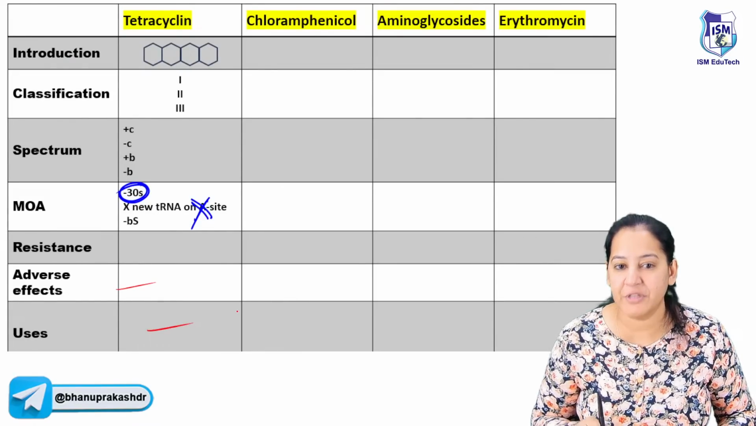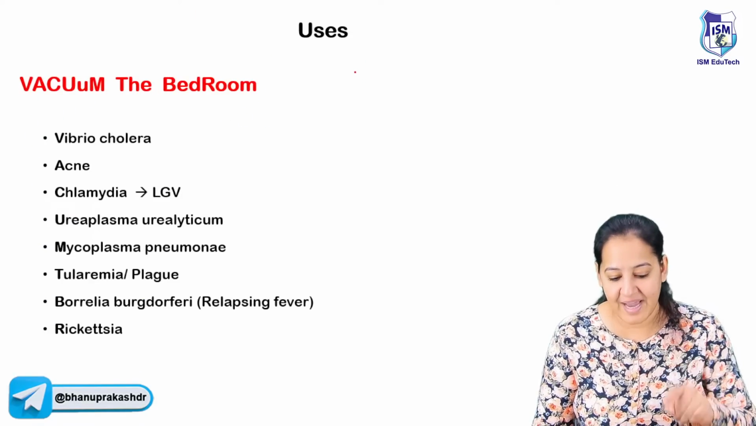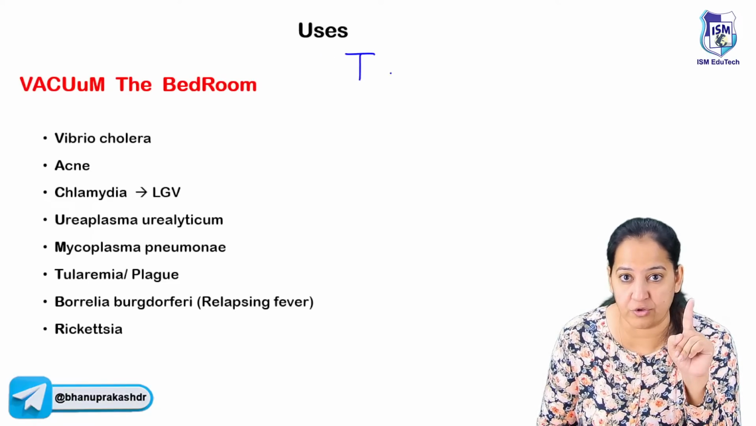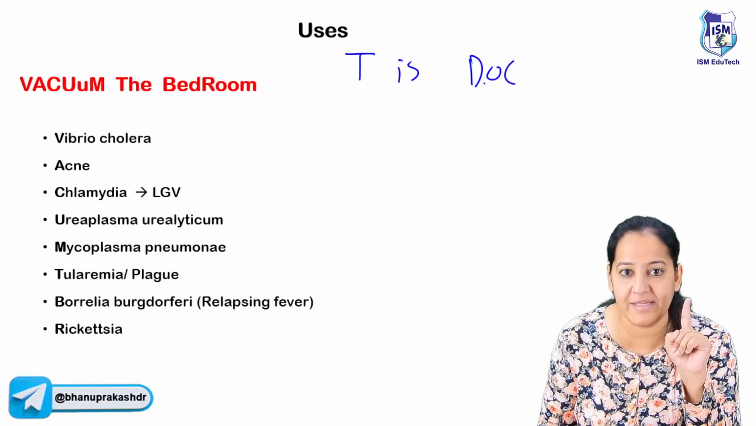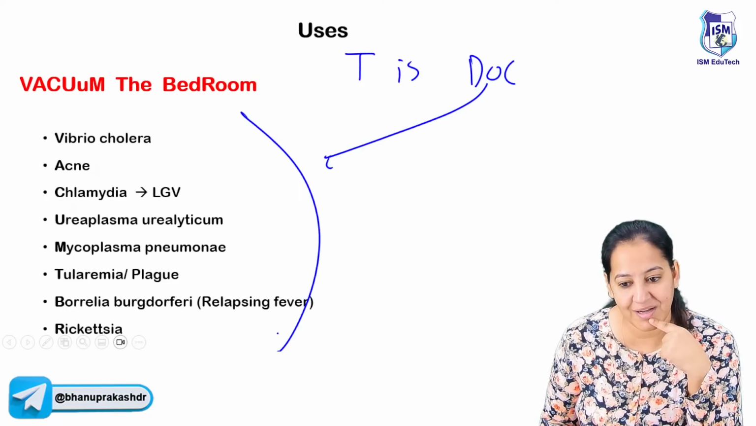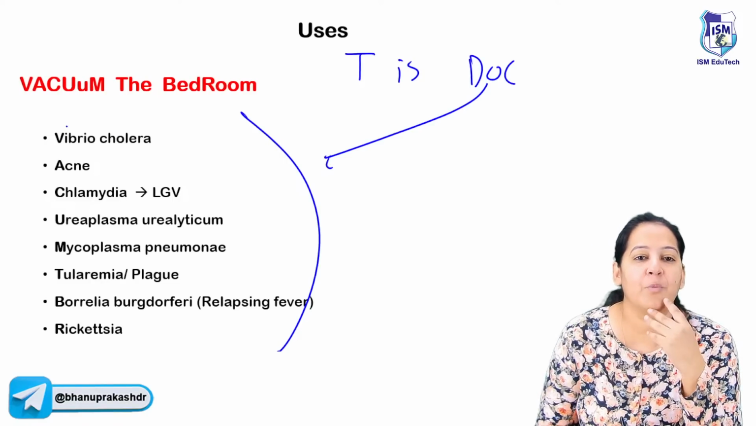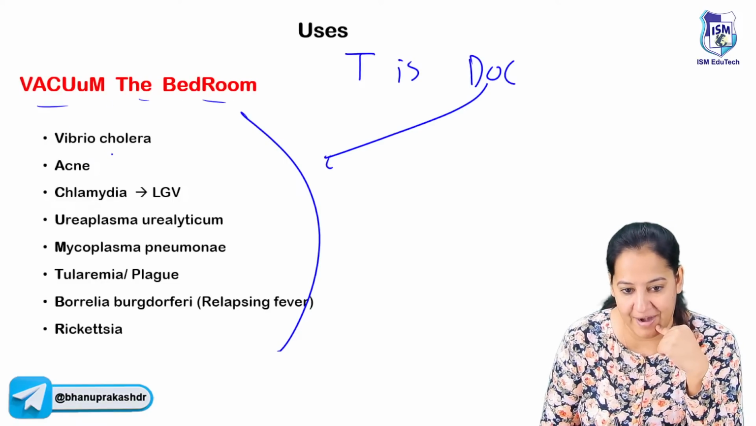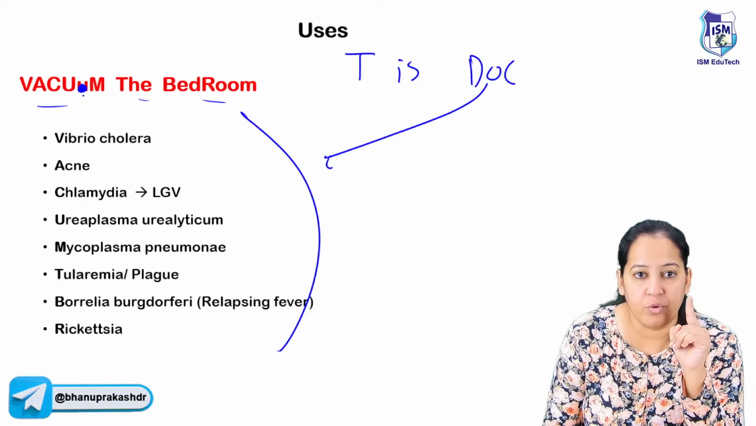I will write it here. What about the uses? So learn the uses. Tetracycline is the first drug of choice in all these infections. How to learn these infections? I have a mnemonic. The mnemonic is "vacuum the bedroom". Vacuum may use only one U. Don't use W. So V for Vibrio.